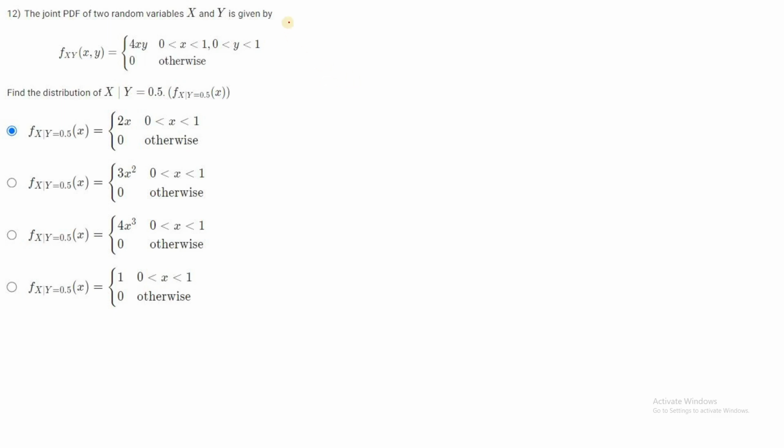So firstly we'll find out the marginal of y. Fy of y is nothing but the integral of x ranging from 0 to 1 of 4xy dx, and that is equal to 4y outside. We'll have x square by 2, limits are 0 to 1. We have 1 times and 2 times 2y of 1 minus 0, that is nothing but 2y.